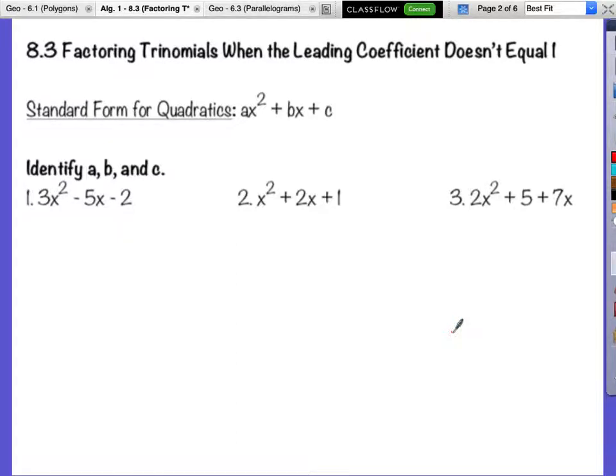So that means we need to figure out a. What's a? Well, here in our title it says when the leading coefficient doesn't equal 1. What's coefficient mean? A number next to a variable. It's a coefficient. Okay? A number that's next to a variable is being multiplied with that variable.